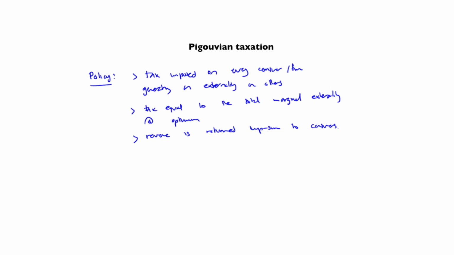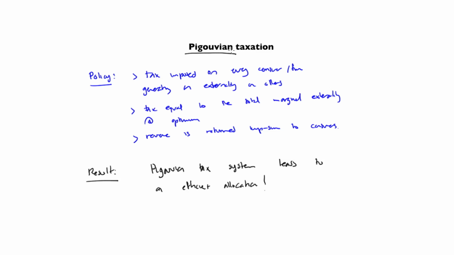Now, key result: this Pigouvian tax system leads to an efficient allocation. So if the government imposes such a corrective tax system, an optimal allocation would follow. Before I explore how this works, notice that these things are called Pigouvian taxes because Pigou was the economist that first figured this result out.